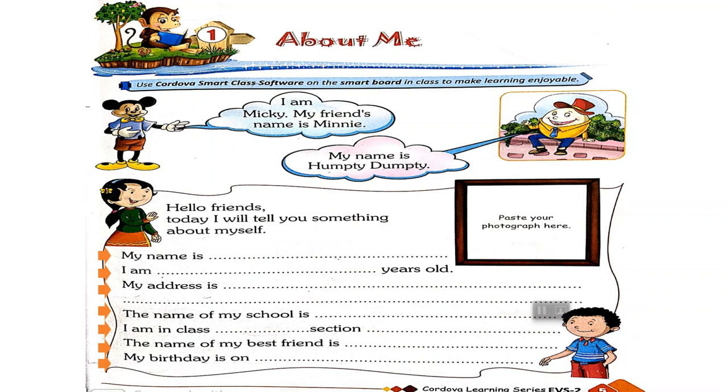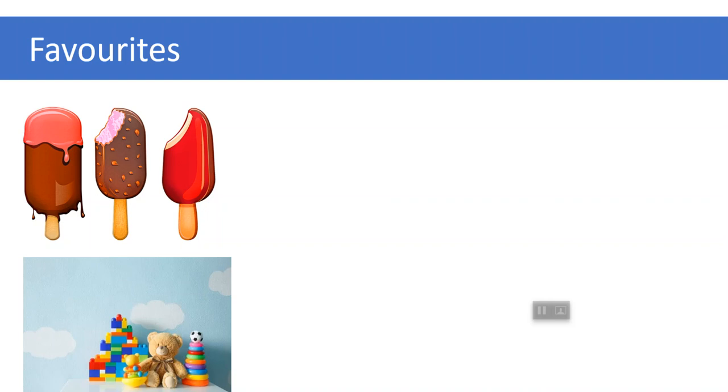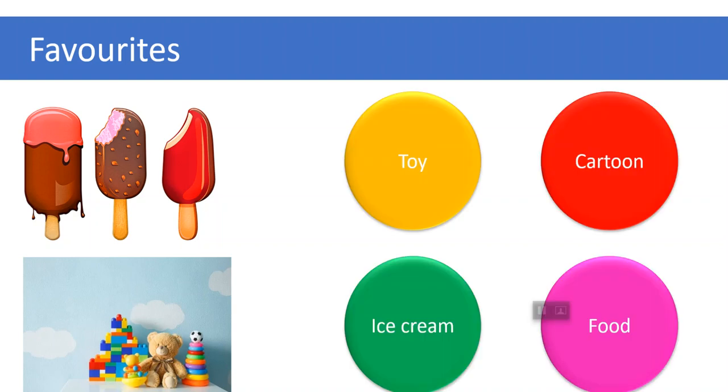Before we move on, there are things that you like or you do. Those things are called your favorites. And I hope everyone has a favorite toy, favorite cartoon, favorite ice cream, favorite food, isn't it? We all have a favorite toy, one cartoon which we love to watch every time, and one ice cream which we cry for, and everybody every time wants to eat a pizza and a burger, right? So those are all our favorites.